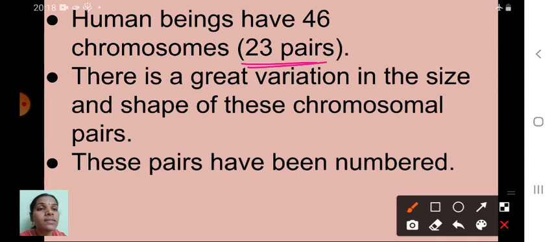Okay, so there is a great variation in the size and the shape of these chromosomal pairs. Already I told you the chromosome is a pair. So how many chromosomes? 46 chromosomes, 23 pairs. Some pairs are lengthy in size, and some pairs of chromosomes are short. So these pairs have been numbered. How many pairs did I tell? 23. So these pairs have been numbered.